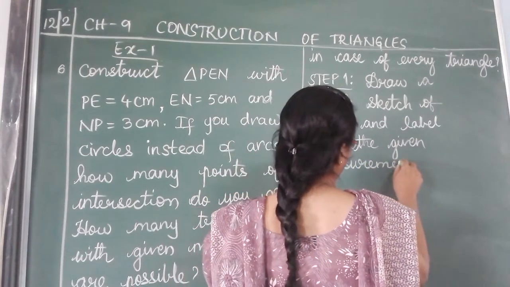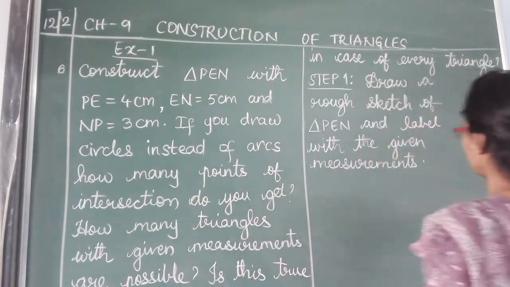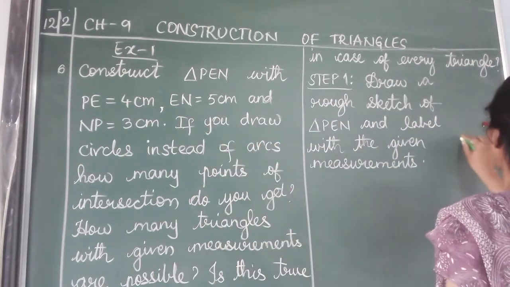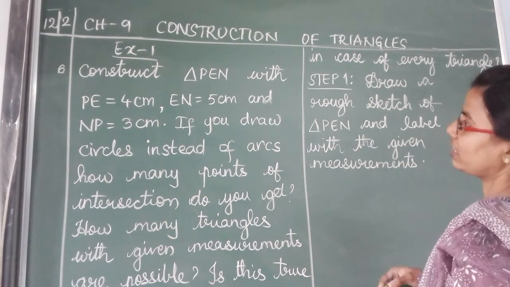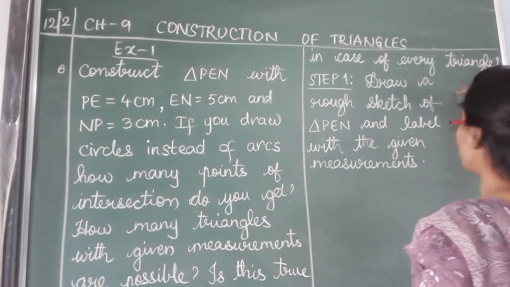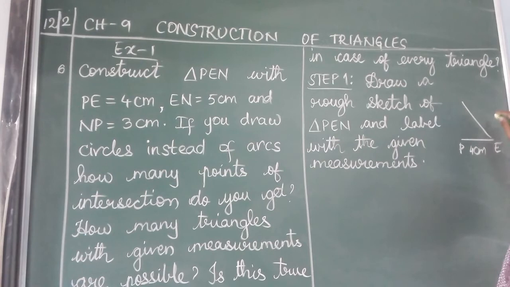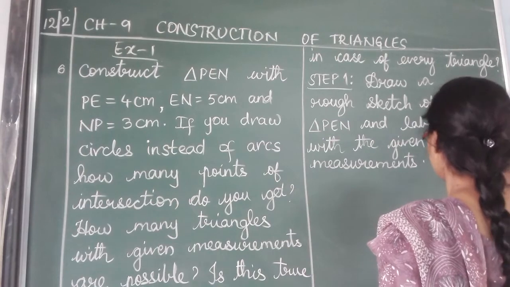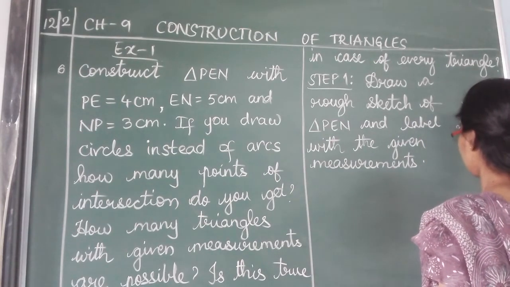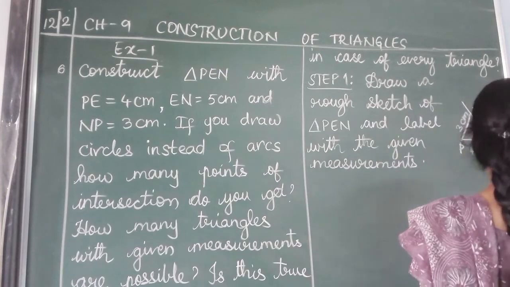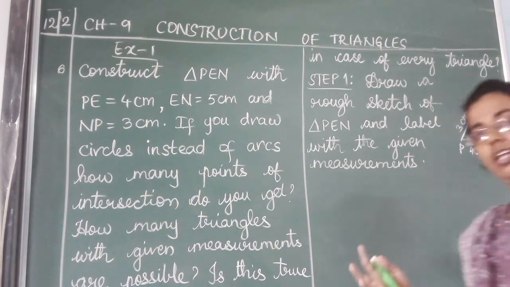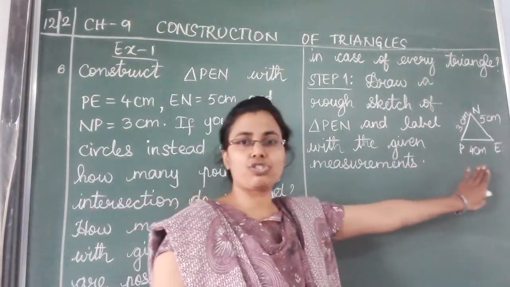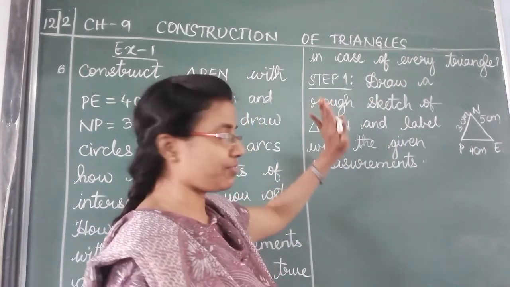Okay. So now let's draw the figure. So here you can see that PE is 4 centimeters. Then EN is 5 centimeters. This is a bit longer. And NP is 3 centimeters. Look like this. So this is your triangle, which is a rough figure. Rough figure is drawn here. The first step we have completed.